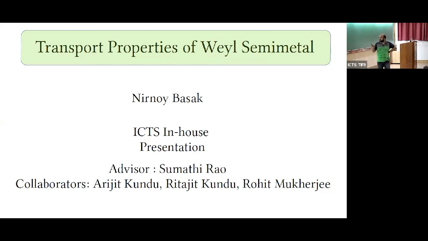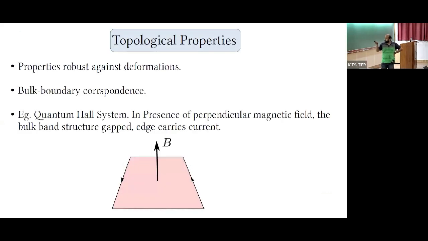As this is for a general audience, I want to spend a little time with the basics. Let me start with what topological materials are and what their topological properties are. Topological properties are those that are robust against continuous deformation of the material. One feature of topological materials is the bulk-boundary correspondence: the feature of the bulk is reflected in the boundary.